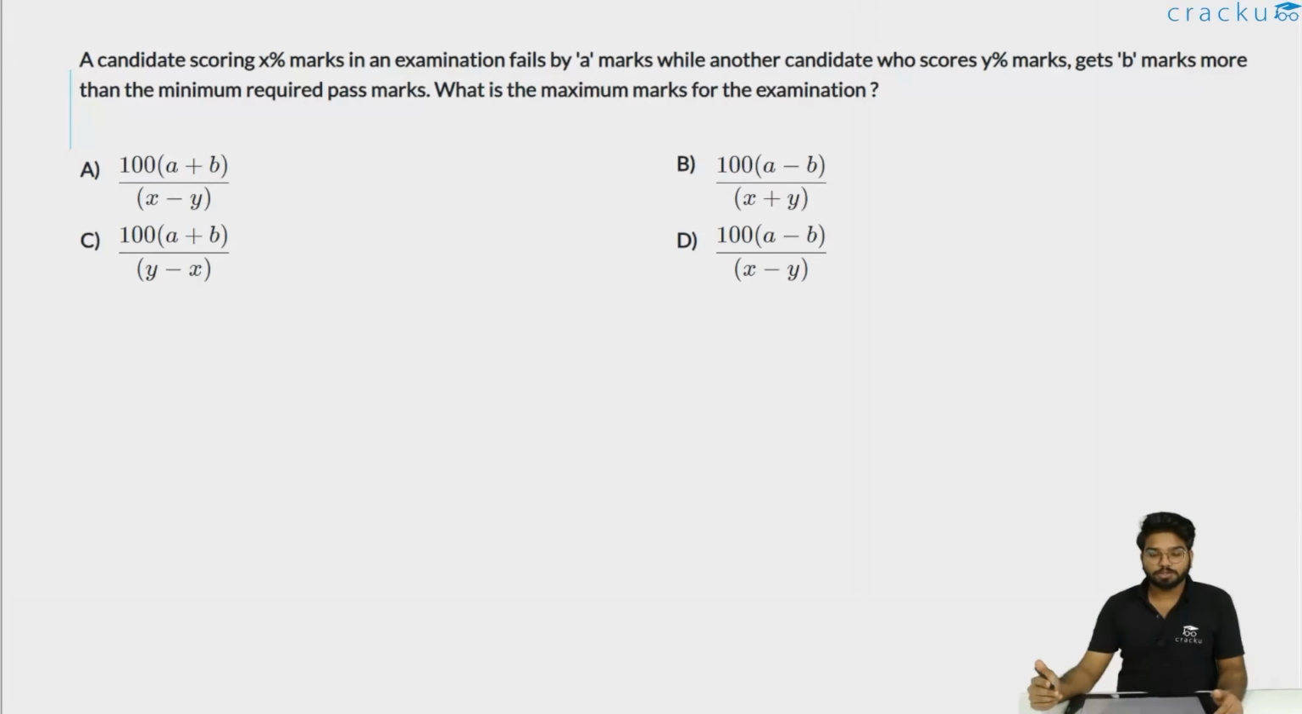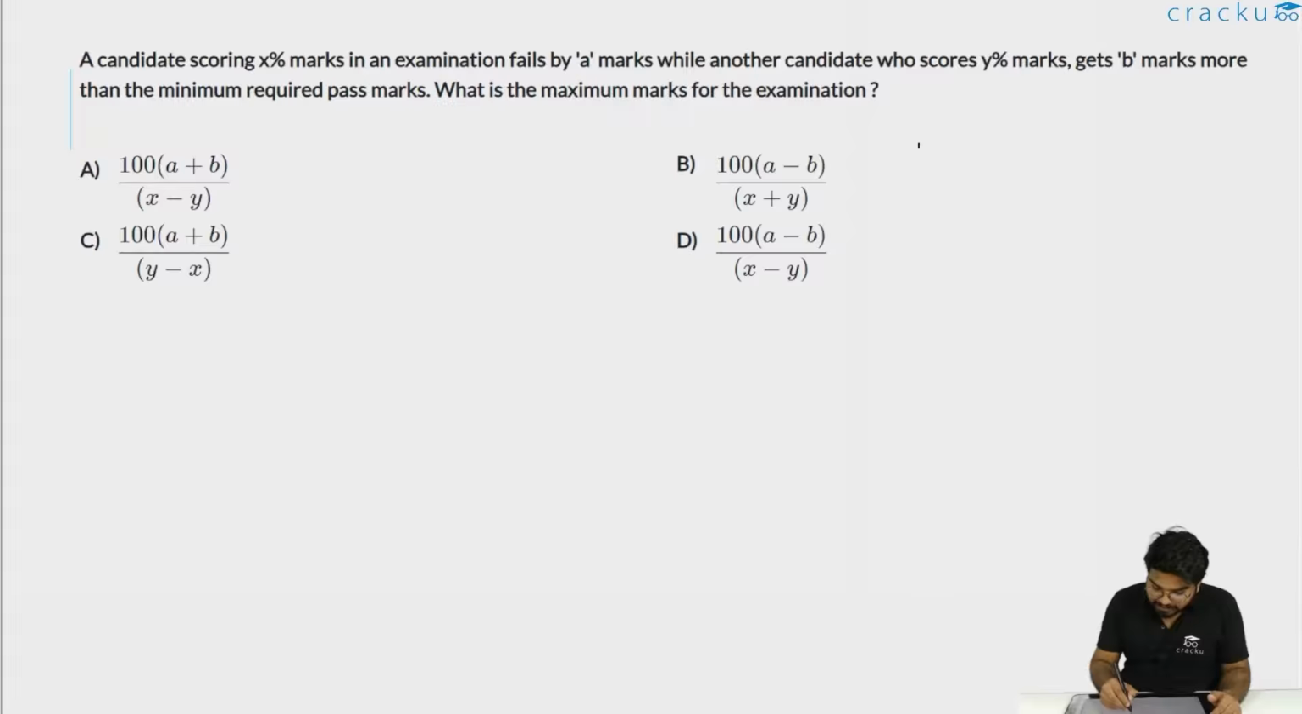Hi guys, we have this question based on percentages. It's a good question. It says that a candidate scoring X% in an examination fails by A marks, while another candidate who scores Y% marks gets B marks more than the minimum required pass marks. What is the maximum marks for the examination?